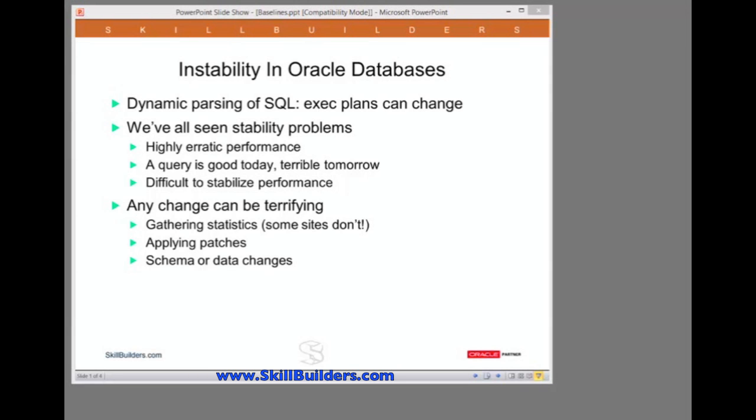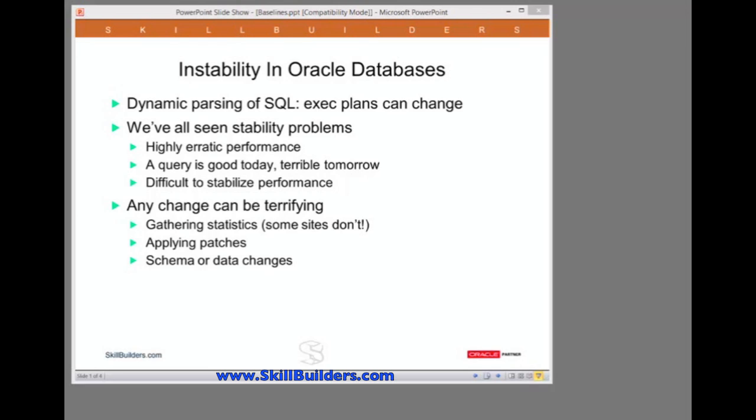Today, I want to talk about instability in Oracle databases with regard to SQL performance. All DBAs know that Oracle databases can have dreadful problems with stability. Ever since Release 7 introduced the cost-based optimizer, a query runs well today, and tomorrow it's a disaster. Why does this happen? Because of dynamic parsing. Dynamic parsing will produce perhaps a different execution plan from one day to another.